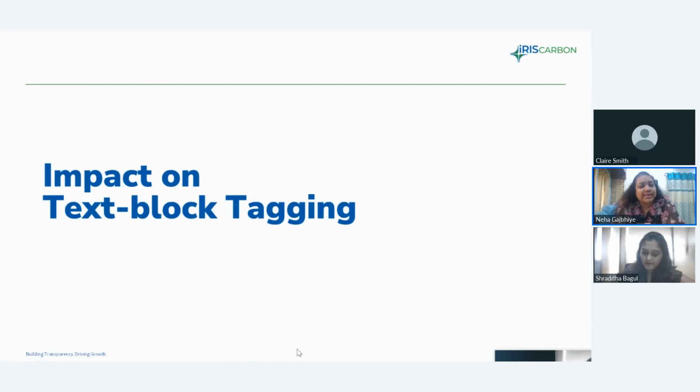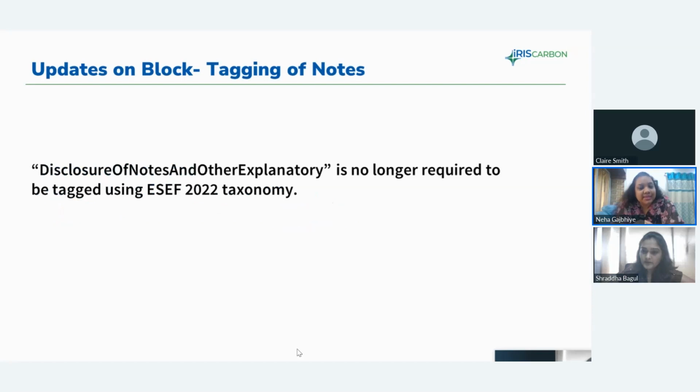Now, after seeing all these changes in the 2022 taxonomy, let's see what the impact is on text block tagging. So the biggest impact and good news is that if you are using the 2022 taxonomy for your 2022 annual report, you are no longer required to use the monster tag, which is disclosure of notes and other explanatory information. This is something the European Commission has published in their official journal and is applicable only if you are using the 2022 taxonomy for your 2022 annual report.